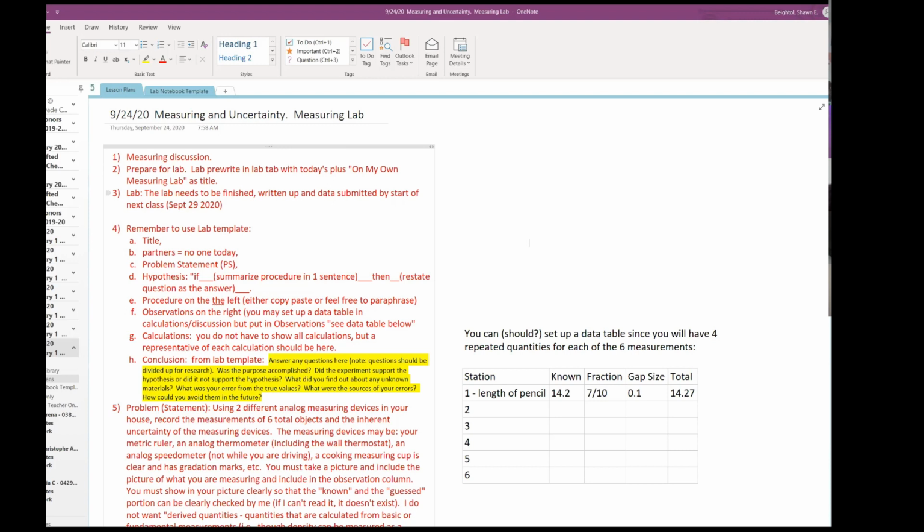You're going to break it down by writing in the name of each thing that you're measuring. Then you're going to break down known, fraction, gap size, and total. You cannot use a digital measuring device. You have to use analog. So that's either a measuring cup for measuring milk for cooking, or it's the clock with a second hand or a minute hand and numbers on it. You're going to use the lab template.